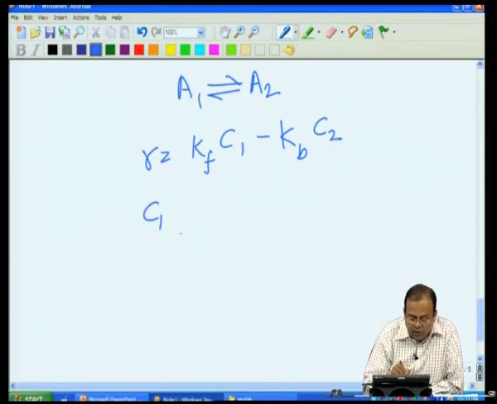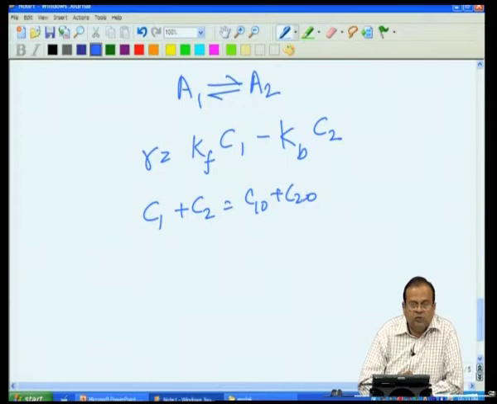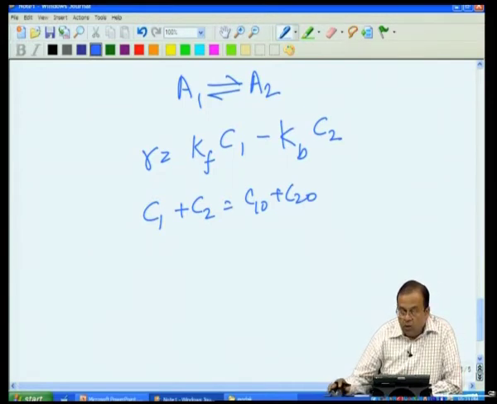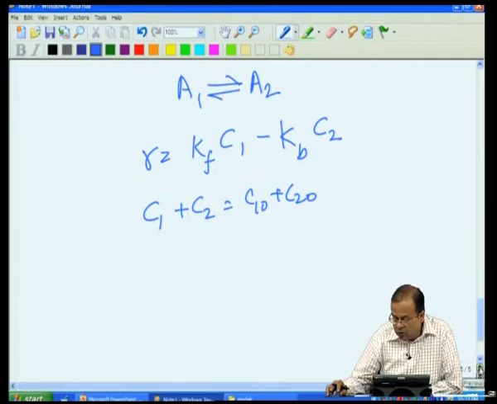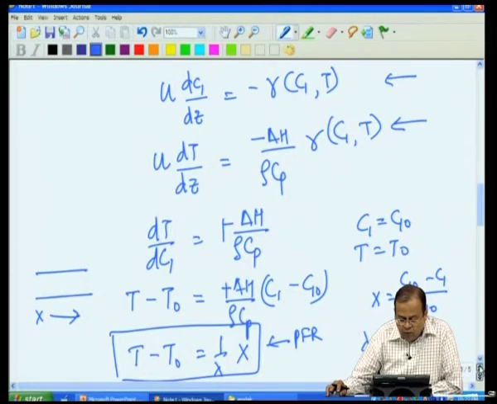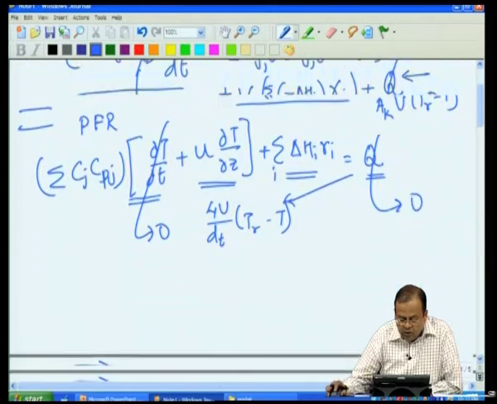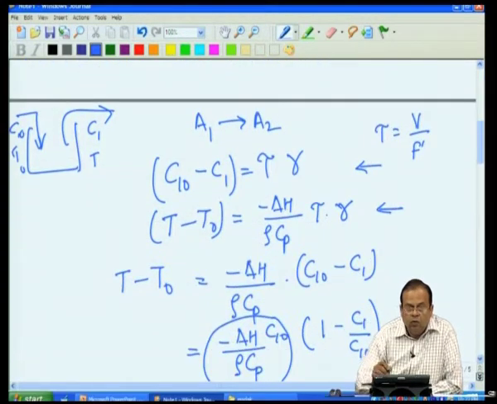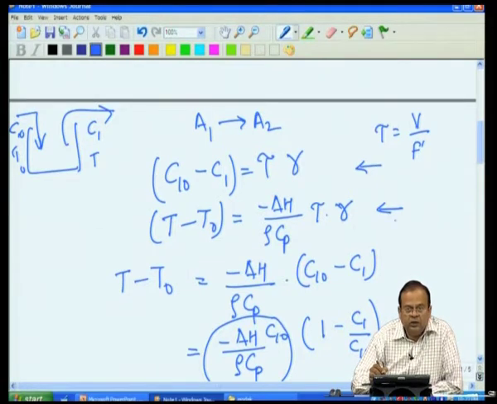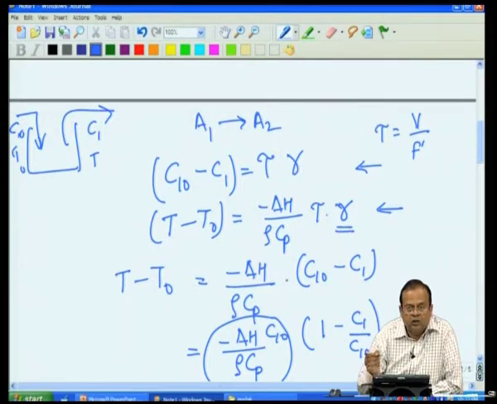We know C1 and C2 are related to each other, that is C1 plus C2 must be C10 plus C20, overall mass balance equation. Now, temperature and concentration are also related to each other. Why? Because if you look at this relationship between stirred tank reactor and so on, when we looked at mass and energy balance and its coupling, we never specified what R is. It could be first order reaction, it could be reversible reaction, irreversible reaction. We just considered a single reaction and coupled these two.